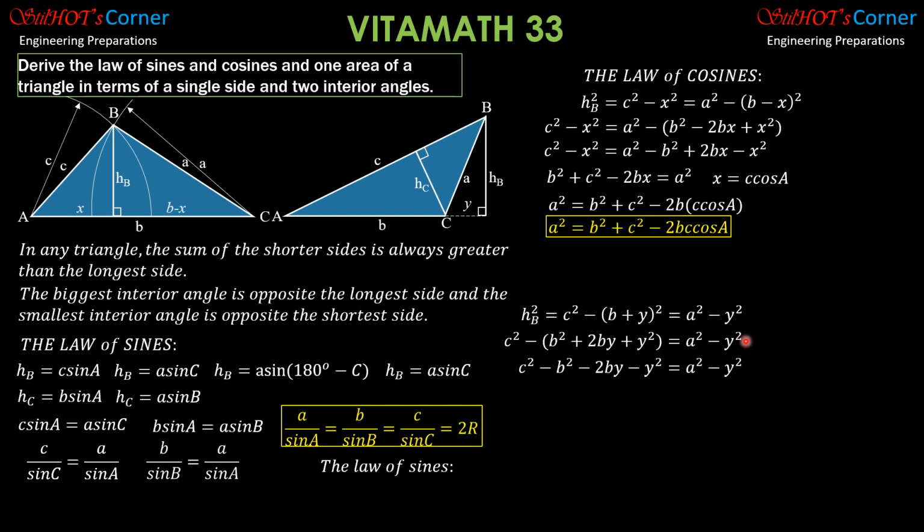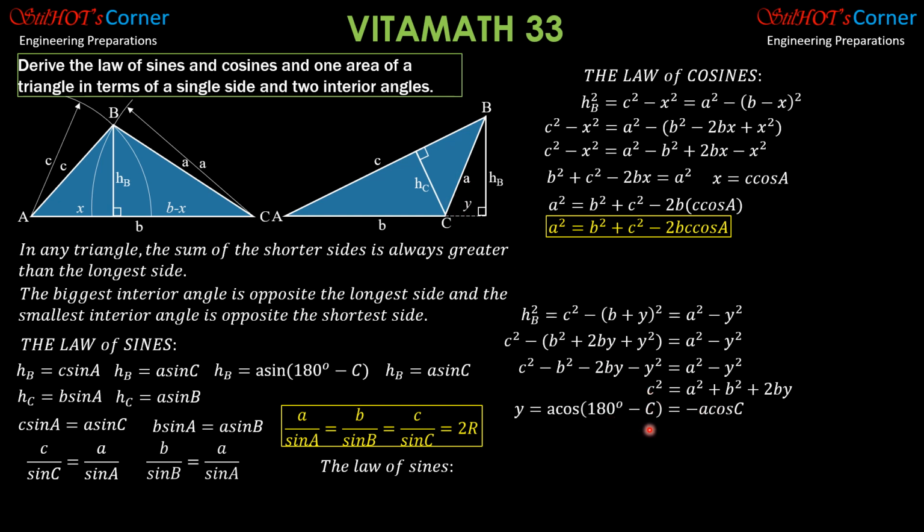So we can remove negative y square by additive inverse and transpose b squared to the right, leave c squared here, and negative 2by to the right, so it becomes positive. So c squared equals a squared plus b squared plus 2by. And y, from this triangle here, remember this angle is 180 degrees minus c. So y is a cosine of 180 degrees minus c.